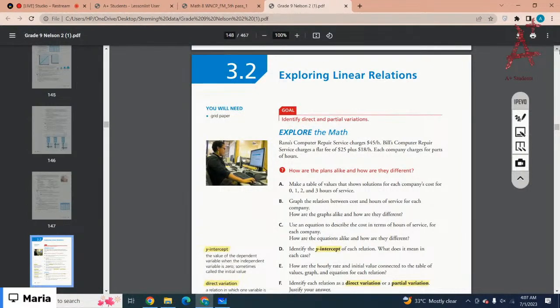We are working on the chapter linear relations. We're going to start with lesson 3.2, that is exploring linear relations.